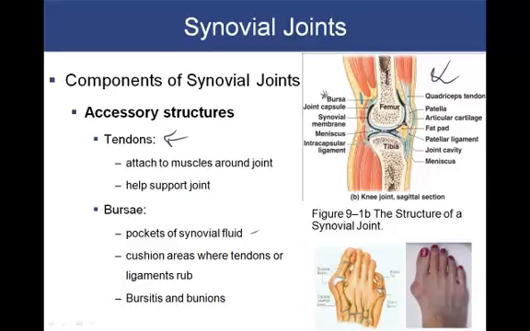Bursae are associated with two pathologies, bursitis and bunions. If you look on page 271 of your Martini textbook, there's a little clinical note that defines bursitis and bunions. Please make sure you've read that before the exam. It's likely to be on the exam. It's only two little paragraphs.